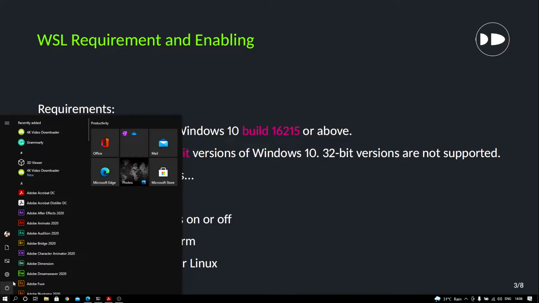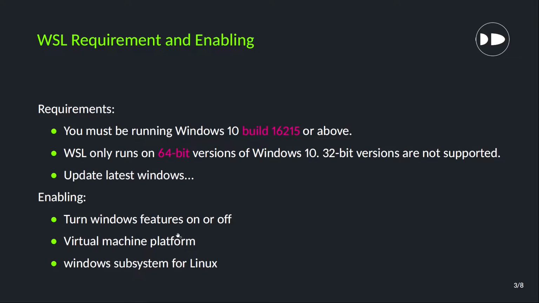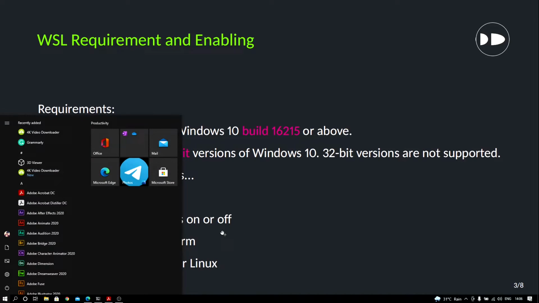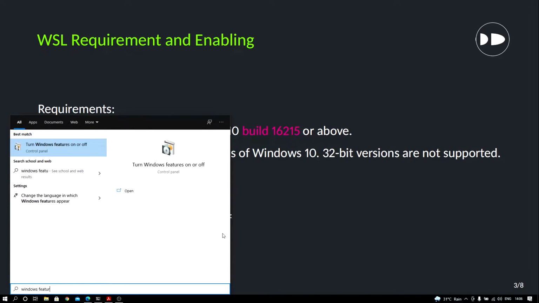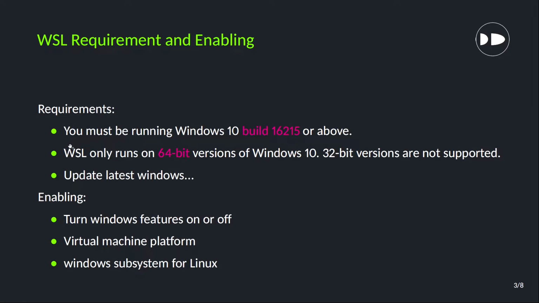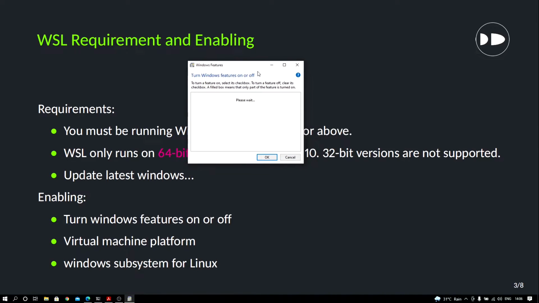Just in your Windows, search for Turn Windows features on or off. I'll just type Windows features on or off, and from here you can enable your Virtual Machine Platform and Windows Subsystem for Linux. If you go down, you'll see both of these here: Virtual Machine Platform, and the second one is Windows Subsystem for Linux. You just need to check both of these, and then restart your operating system, and then you can continue following the video tutorial.